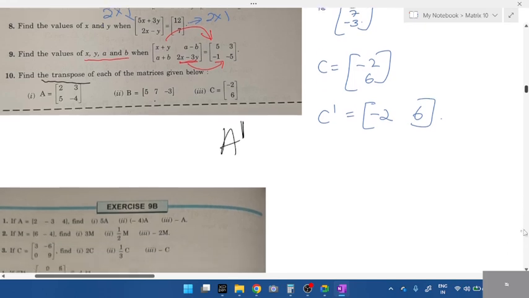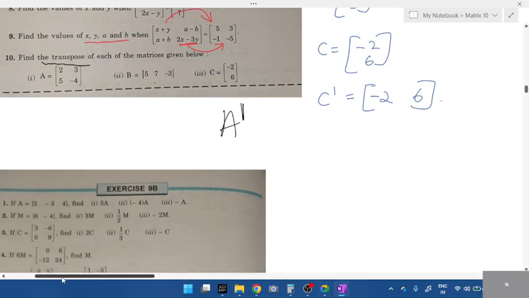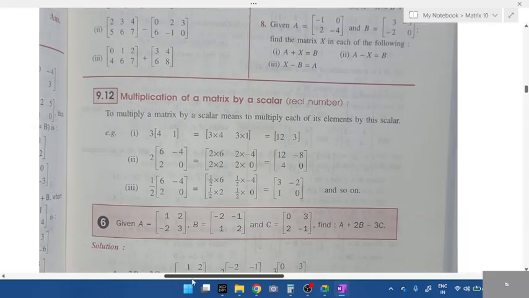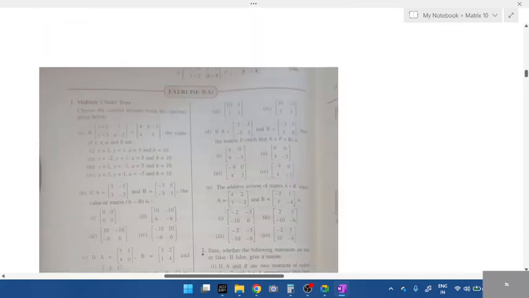Second exercise will start tomorrow. What's the time? Another 2 minutes. I'll tell you what to solve in your textbook. Look at your textbook.